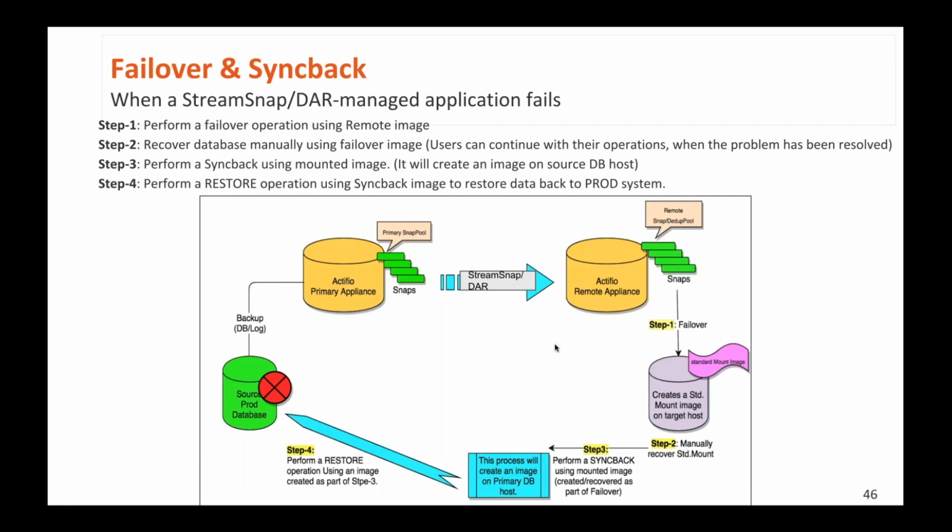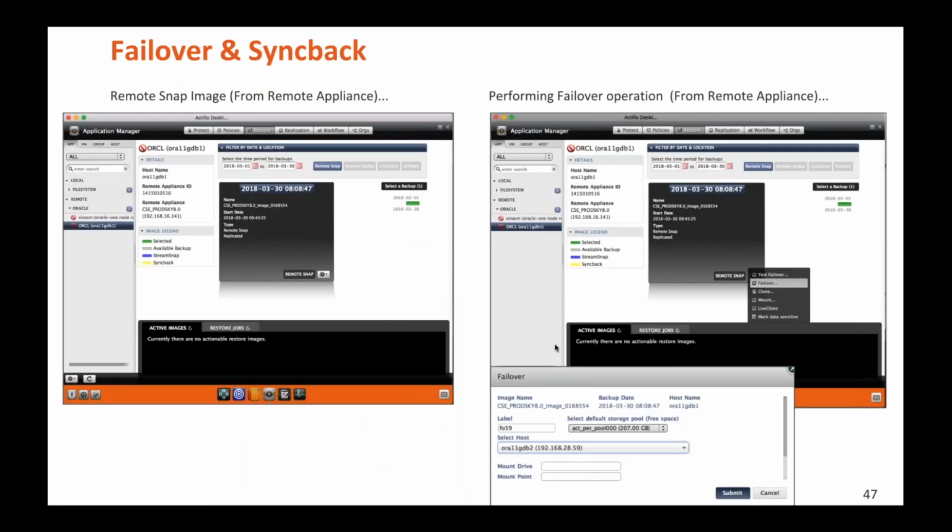This is an example of how it looks when you are performing a failover and sync back. You can see the remote snap here, and because this is enabled with stream snap replication, you can see snaps are copied from the primary snap pool to the remote snap pool, so you can see a snap image under remote snap. You can select a failover operation for this image, and you get a screen like this where you select the target host on which to perform the failover and submit, and it completes the failover operation.